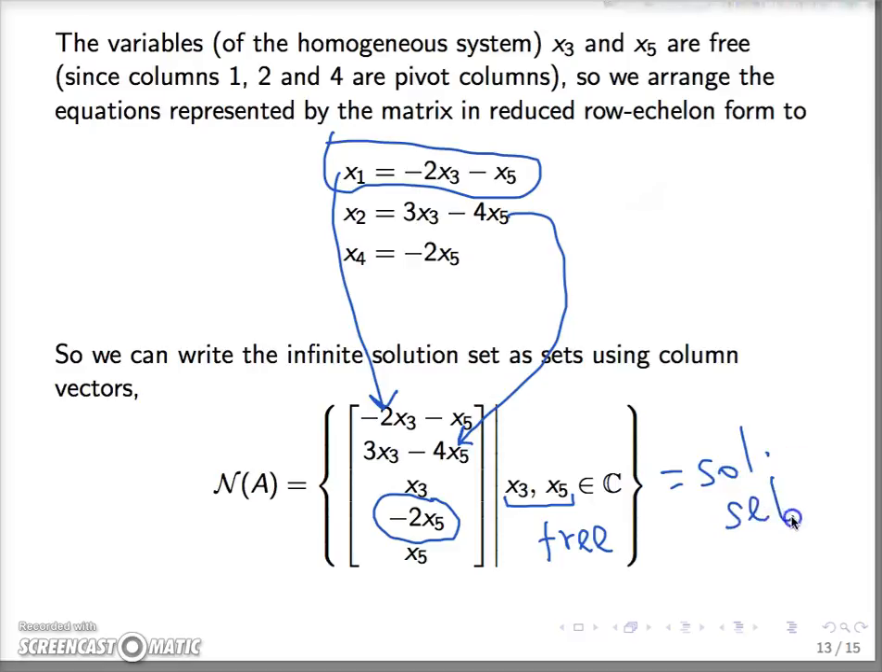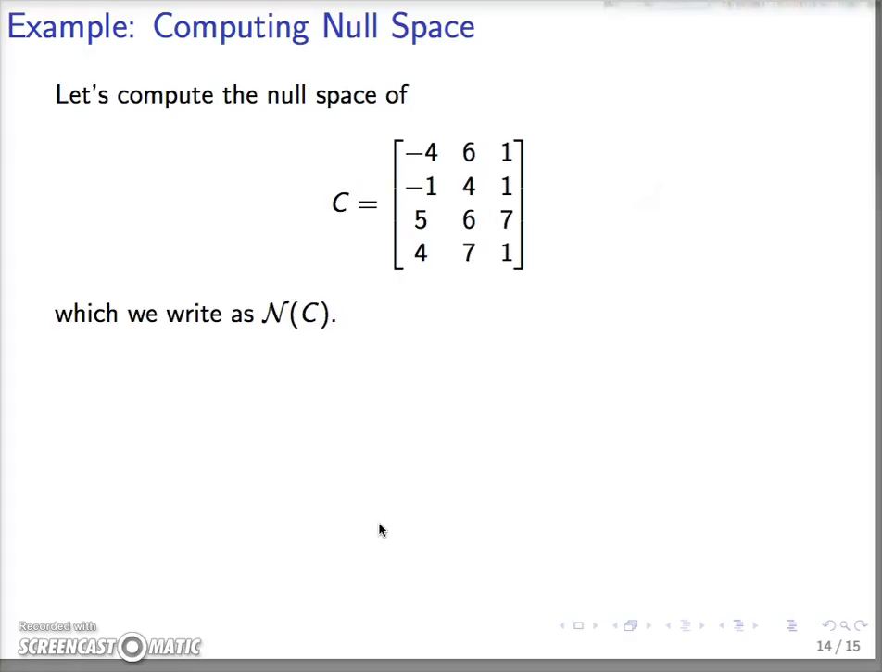This is a solution set, and it is the solution set of the linear system with matrix A as matrix of coefficients and the 0 vector as the vector of constants. That solution set is precisely what we denominate the null space. So this would be called the null space of the matrix A, N(A).